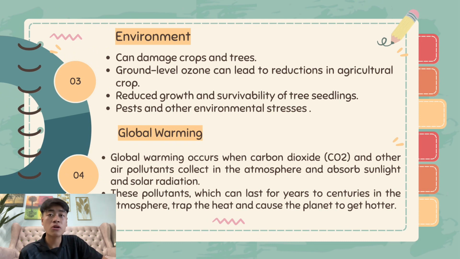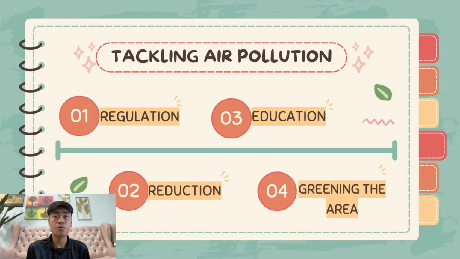The last effect of air pollution on surrounding is global warming. Global warming occurs when carbon dioxide and other air pollutants collect in the atmosphere and absorb sunlight and solar radiation that have bounced off the Earth's surface. Normally, this radiation will escape into space, but these pollutants, which can last for years to centuries in the atmosphere, trap the heat and cause the planet to get hotter. So, the main topic here is tackling air pollution.